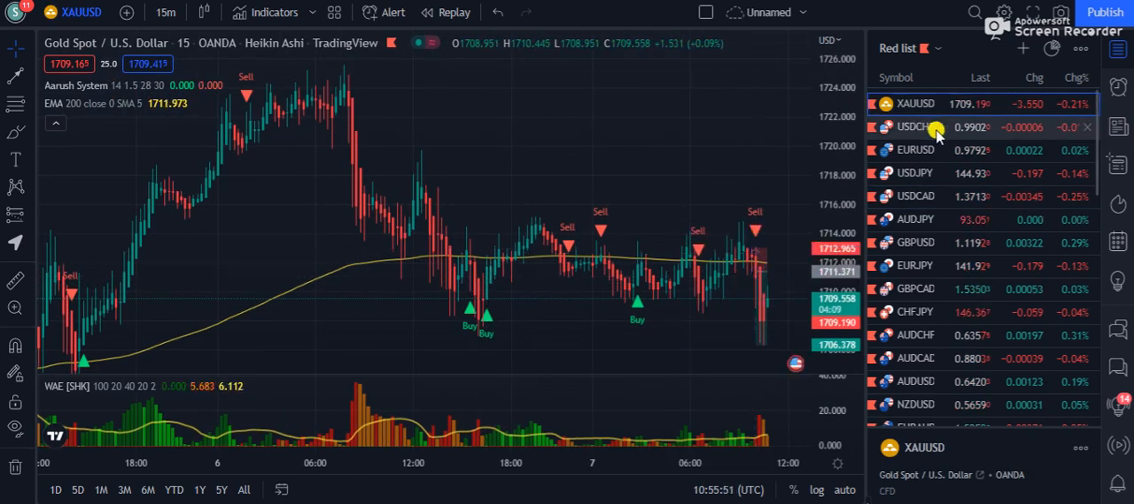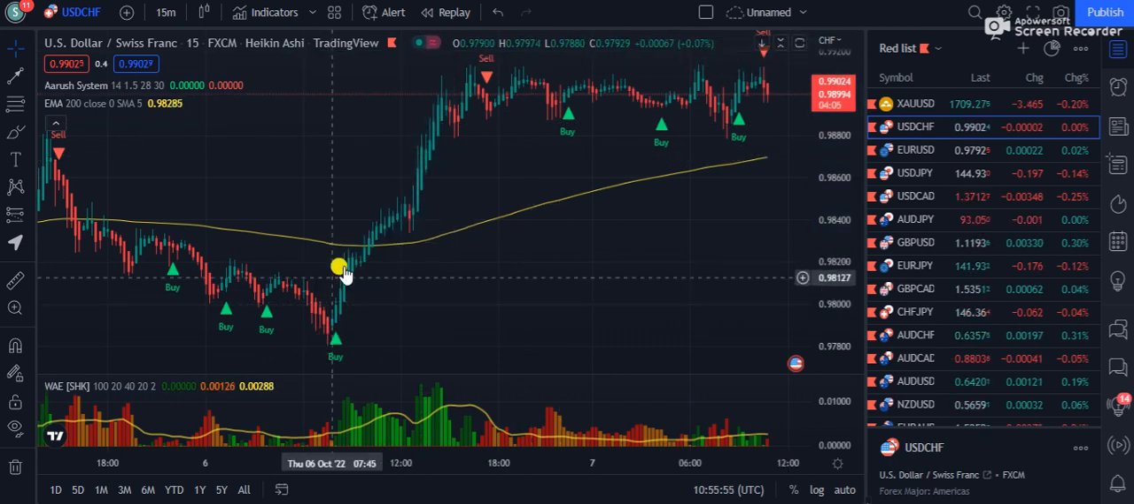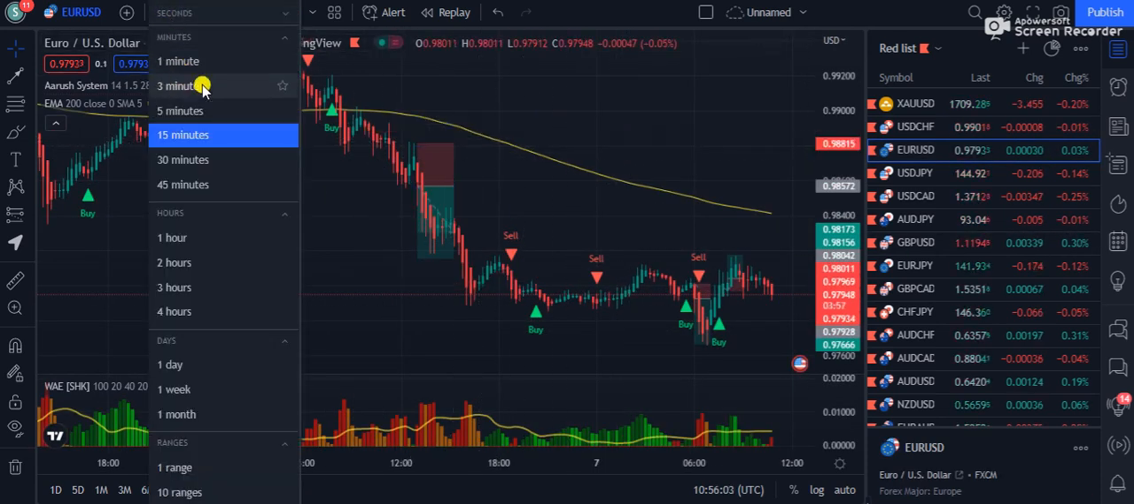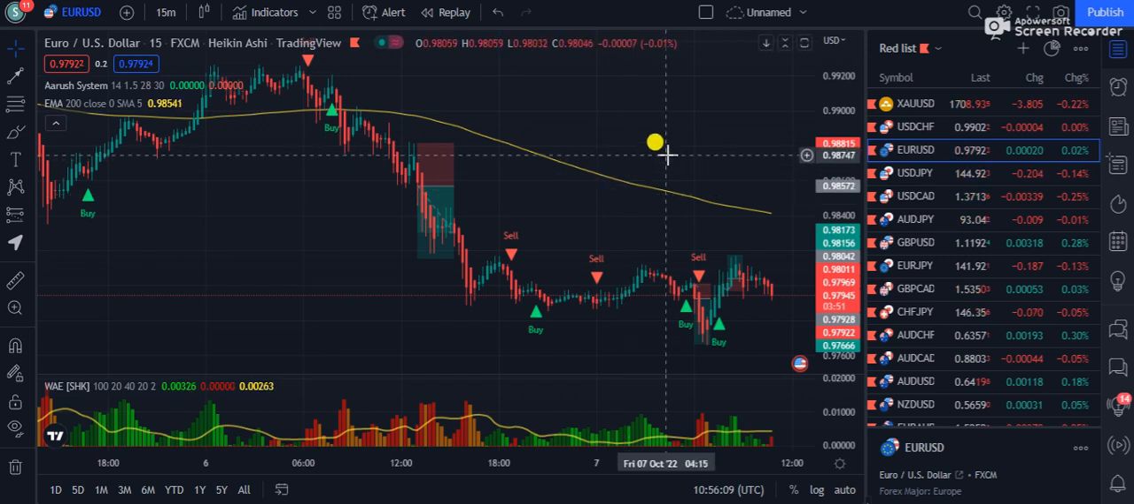Look, this is a ranging pair right now, so don't choose this one. Choose the better ones that are trending. You can see you will be able to find very good results on the higher time frames as well. But I recommend you stay with 1 minute to 5 minute with this strategy, because this strategy is very powerful for the smaller time frames.